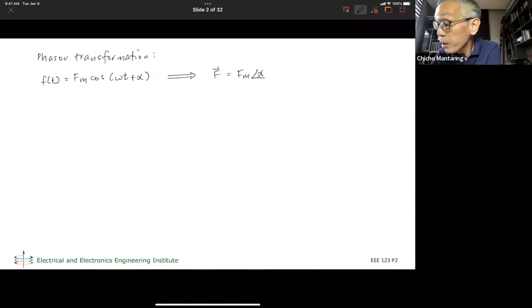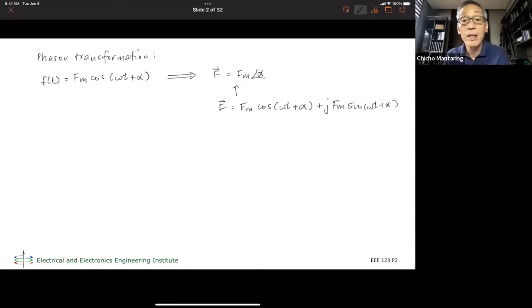Okay? Actually, kung hihimayin natin to, no? What is this? This is composed of two components. This is composed of f of m cosine omega t plus alpha, plus j f of m sine omega t plus alpha. No? Okay. And makikita na natin yan from the vector diagram, no, or the Phasor diagram.